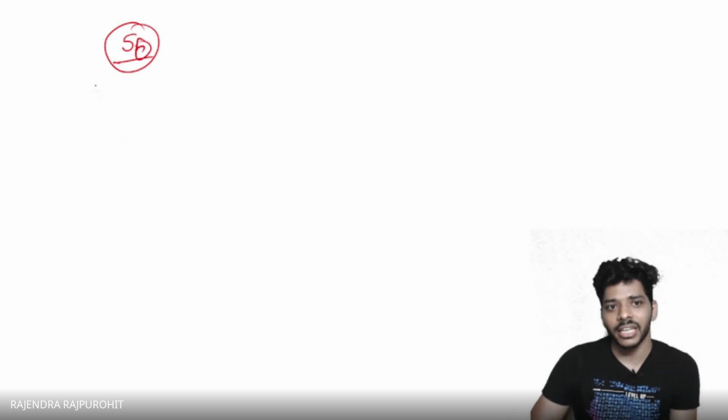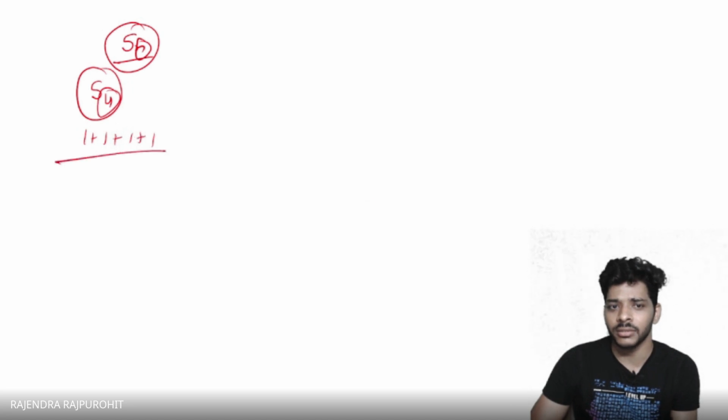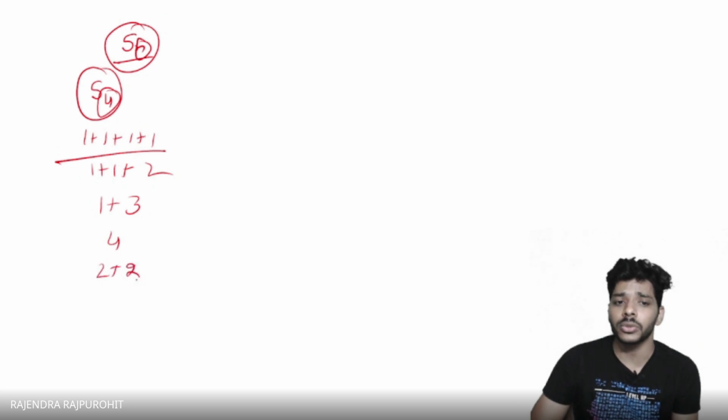Like if I talk about S4, you simply take 4 and start partitioning 4. How can you partition 4? You can partition 4 into 1 plus 1 plus 1 plus 1. You can partition 4 into 1 plus 1 plus 2. You can partition 4 into 1 plus 3. You can partition 4 into just 4 itself. And you can partition 4 into 2 plus 2. So these are the possible ways you can partition it.